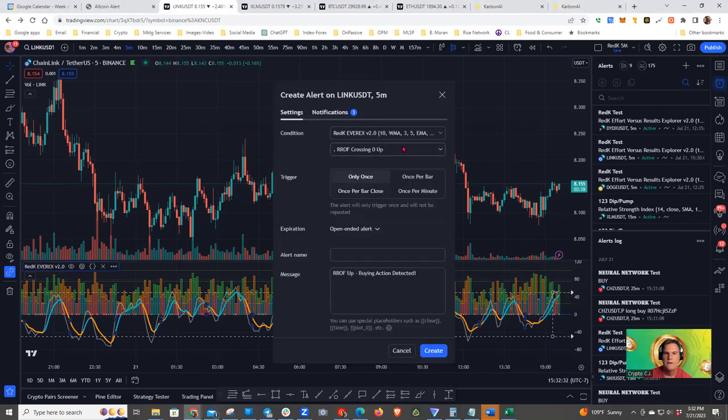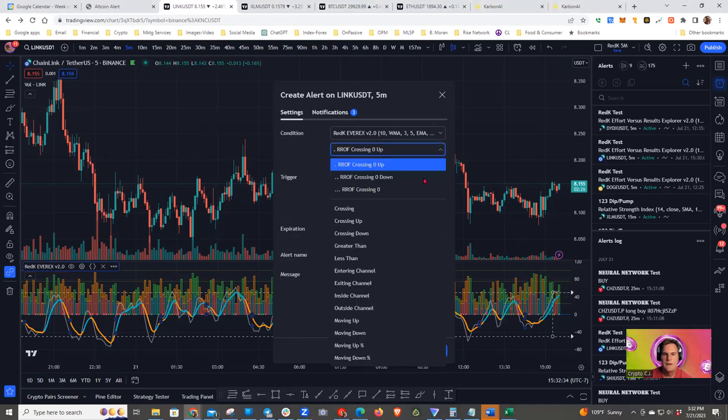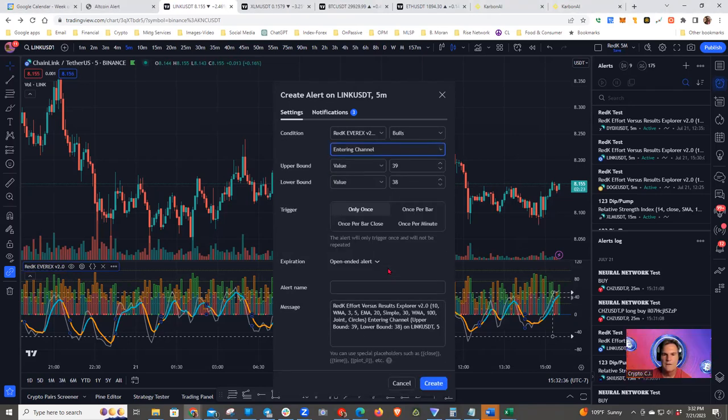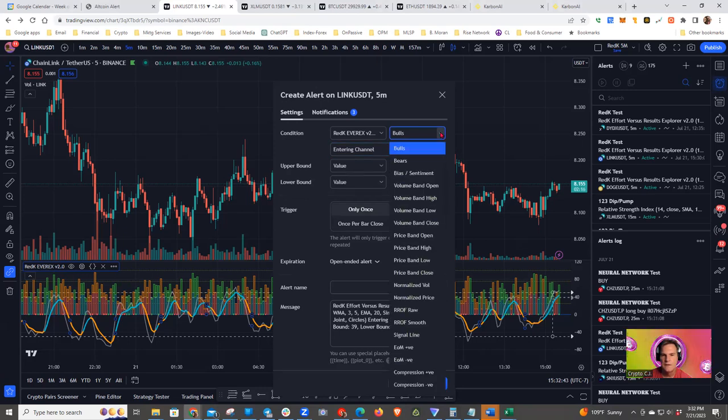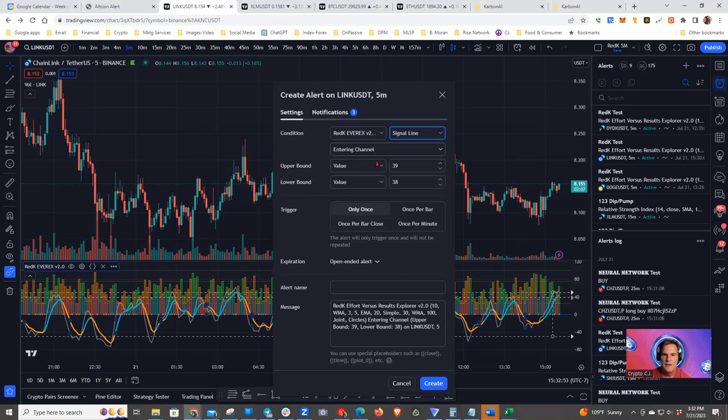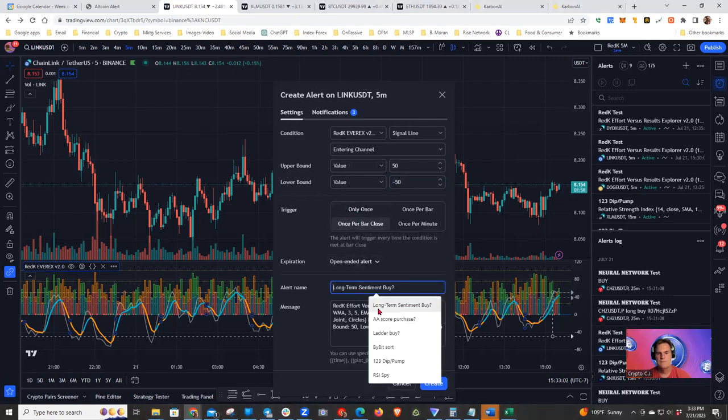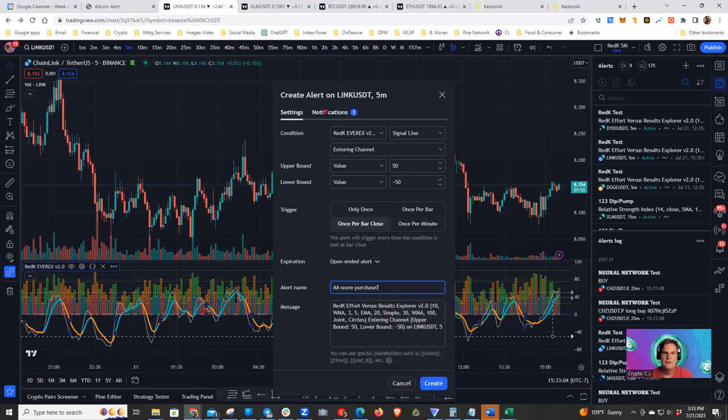I'm going to choose here, entering channel. It defaults to this bulls thing, which isn't very useful. So you're going to want to choose either signal line or the ROF smooth. Let's say we'll use signal line this time. Entering the channel, this is going to be negative 50, once per bar close, and then an underscore purchase.